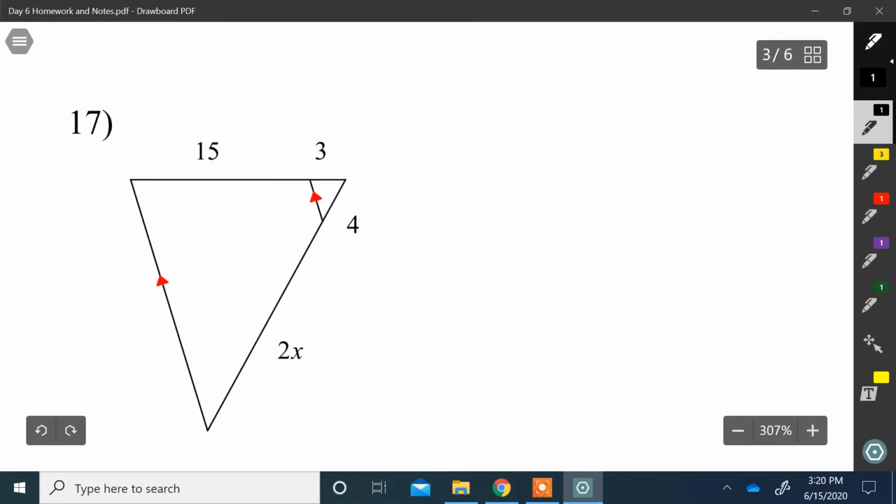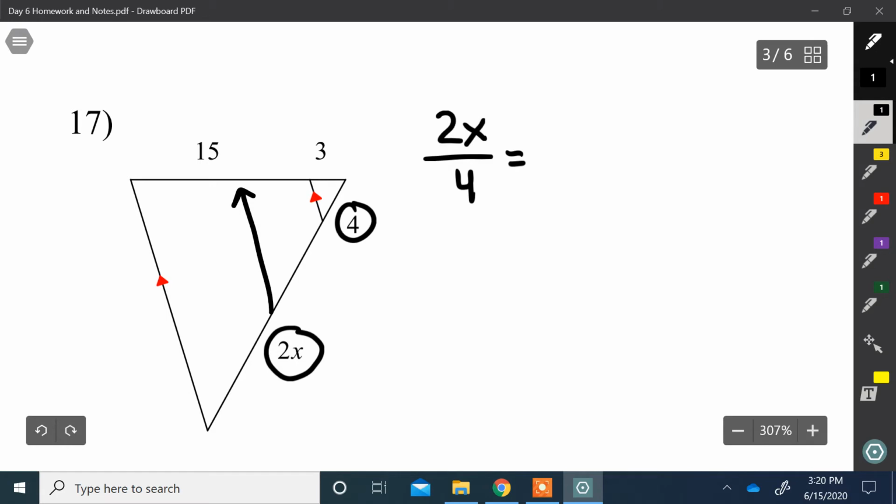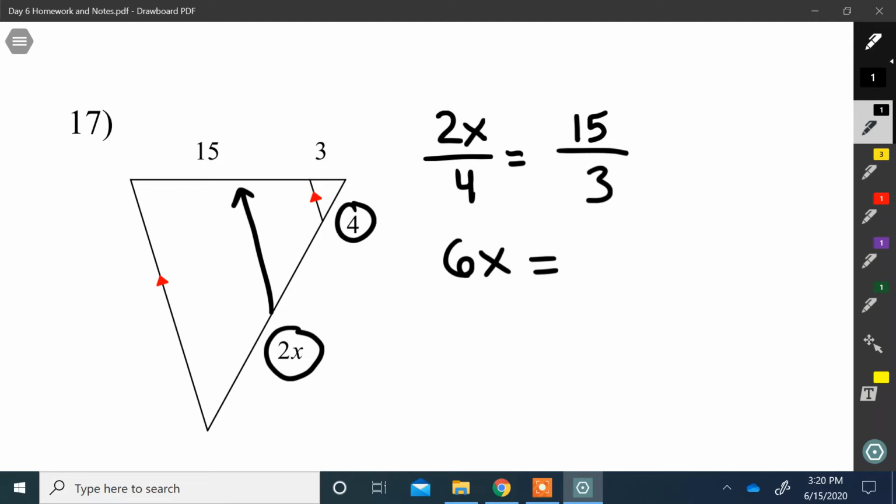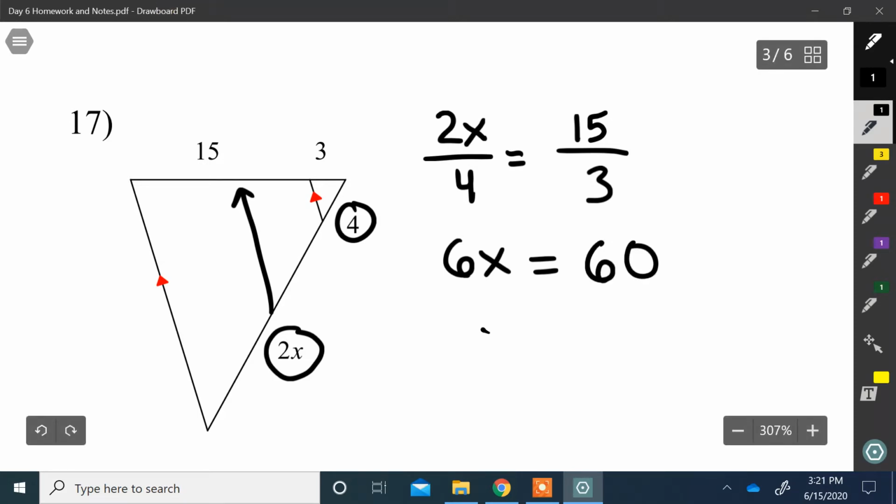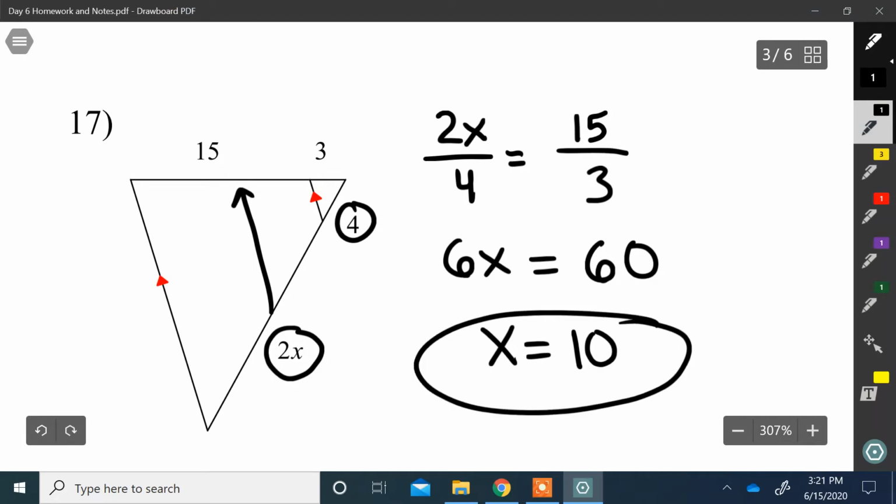Oh, this one is easy. This one is 2x over 4. Kind of wish all of them were like this, right? And the one across it is 15 over 3. Cross multiply, you get 6x is equal to 4 times 15 is 60. That means x is equal to 10. Kind of wish all of them were like that, but then, you know, that wouldn't be fun.